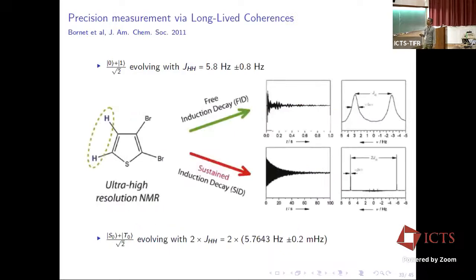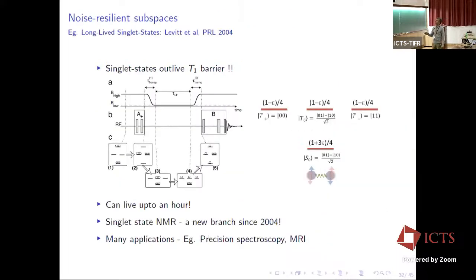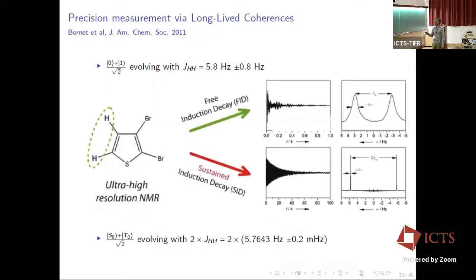One example is this. This is long-lived coherence, which is slightly different. It is the transition, the superposition of these two levels. In fact, that is also long-lived, and that is called long-lived coherence. You can see that the normal spectrum of these two hydrogens shows this J coupling of 5.8 Hertz with a precision of 0.8 Hertz.